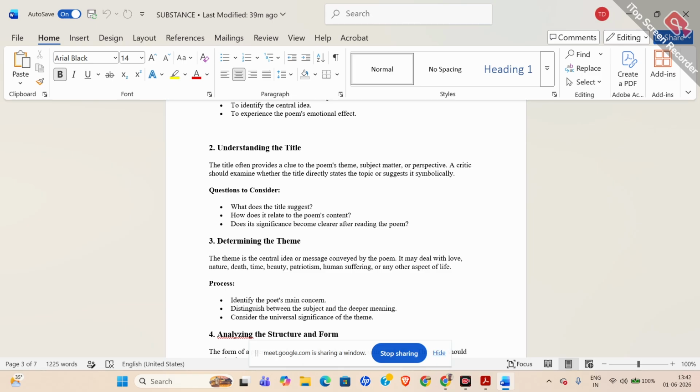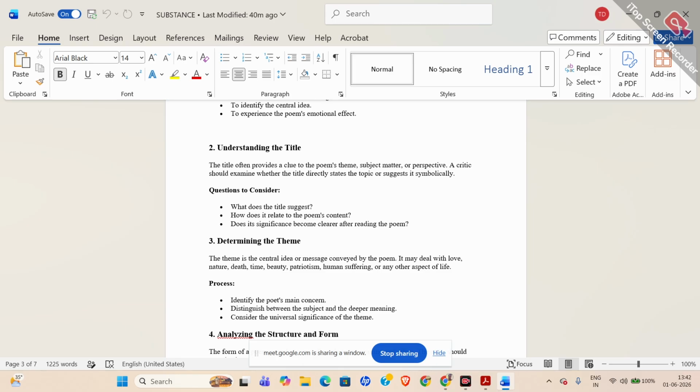So you read the title of a poem. Obviously, you can think about what its suggestion is. Now, often you will find, for example, in Shakespeare's sonnets, only the sonnet number is given. There is no title. Or in other poems also, mostly the poems have titles, but sometimes the titles are omitted. Then, of course, you cannot comment on the title.